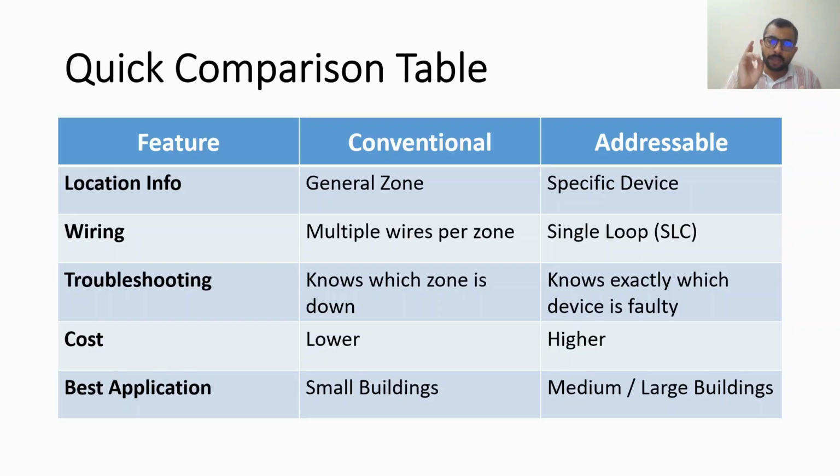Now, the fourth aspect is the cost. The conventional system is cheaper when compared to the addressable system. And the last one is the application. The conventional system is normally used in small buildings, while the addressable system is used in medium to large buildings, depending on the usage and occupancy of the buildings. So this is the quick comparison table between the conventional and the addressable system.